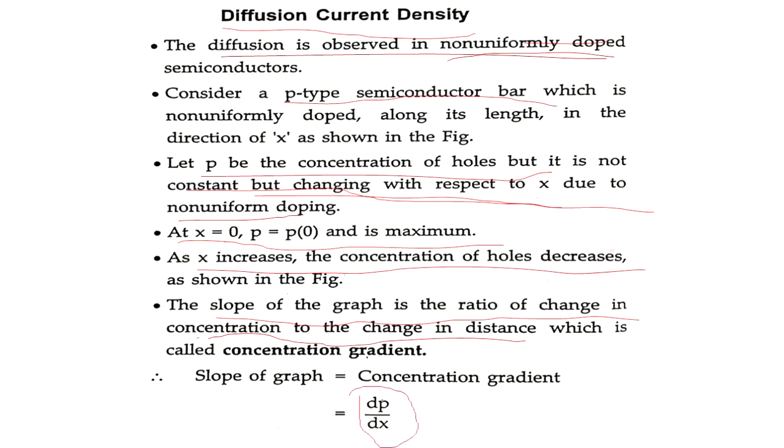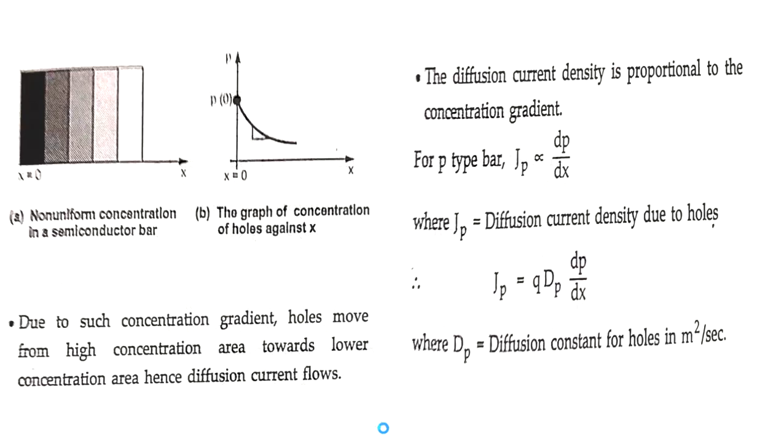So dp is a change in the concentration and dx is a change in the distance. Due to such a concentration gradient, you will have the flow of charge carriers from a high concentration area to the lower concentration area, which is defined as the diffusion current. For p type, the diffusion current density is represented by Jp, which is directly proportional to the slope, that is dp by dx. To cancel this proportionality constant, we substitute the constant q into dp.